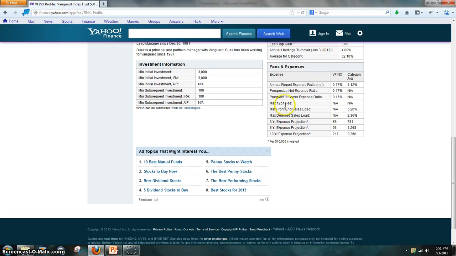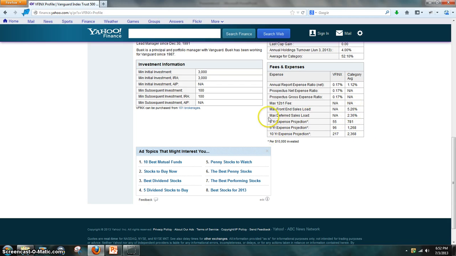Moving down, the max 12b-1 fee, basically the marketing and advertising fees associated with the fund. Maximum front-end load, sales load. So how much are they going to charge you initially when you purchase the fund, or what's the max that they can actually charge you? The category average here is 5.26%. The max deferred sales load is just, they're charging you on the back end when you sell your positions. Again, Vanguard nothing, 2.36 is the average.